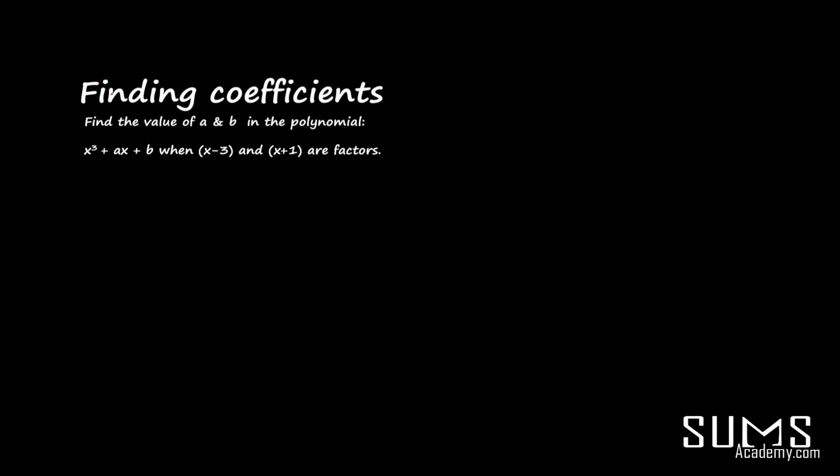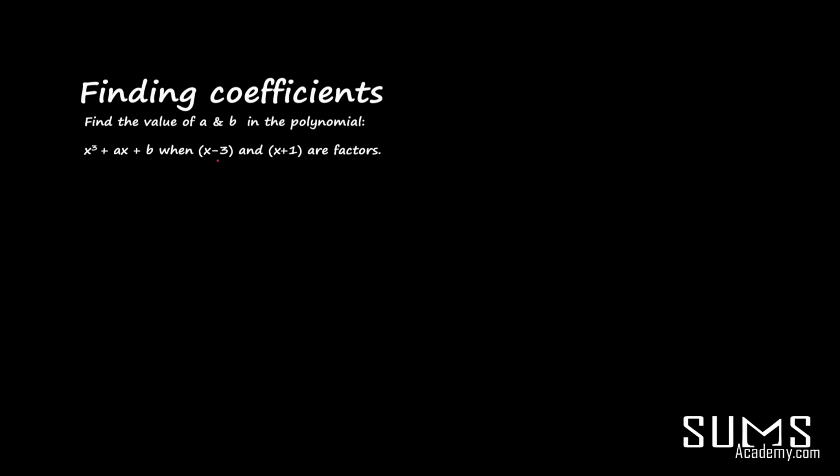So this question is going to deal with when you have to find one or more unknowns in a polynomial. Here it's saying find the coefficients a and b in x cubed plus ax plus b, where x minus 3 and x plus 1 are factors. Whereas before you only had one unknown, which was p, now we've got two. So how are we going to do this?